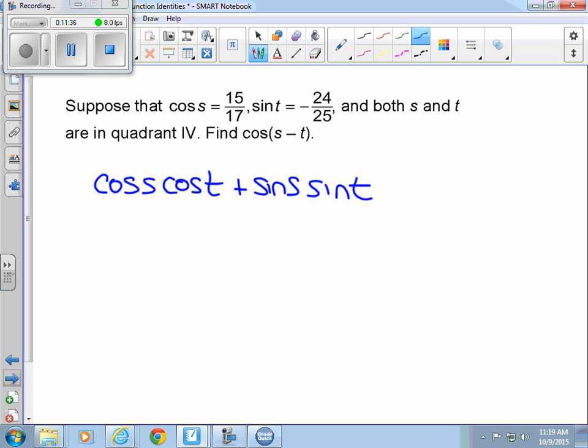You have options. Probably the easiest way is to draw a triangle. Two different triangles in quadrant 4. I'll call this one S and this one T. Angle S, I know the cosine is 15 over 17. And for T, the sine is negative 24 over 25. Can I find the third side? You should try that. Go for it.